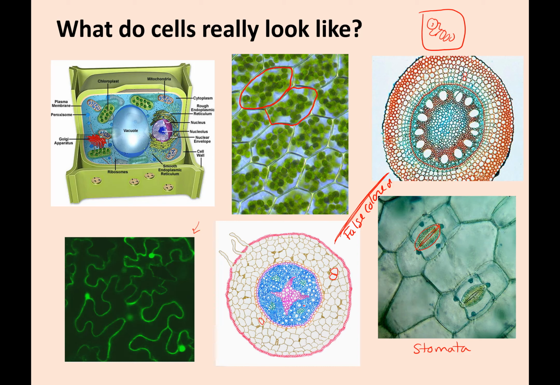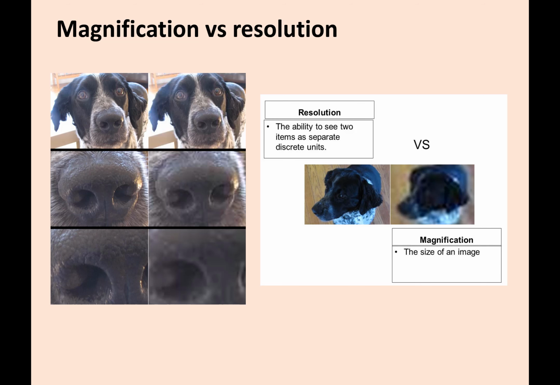Okay, so now you've gone through and you've listened about the differences between light and electron microscopy. You've looked at the different kinds of images we can see with the two types of microscopes. The last information is I want you to make sure you understand the difference between magnification and resolution. Okay. So magnification is the size of the image. Right? So how zoomed in are you?